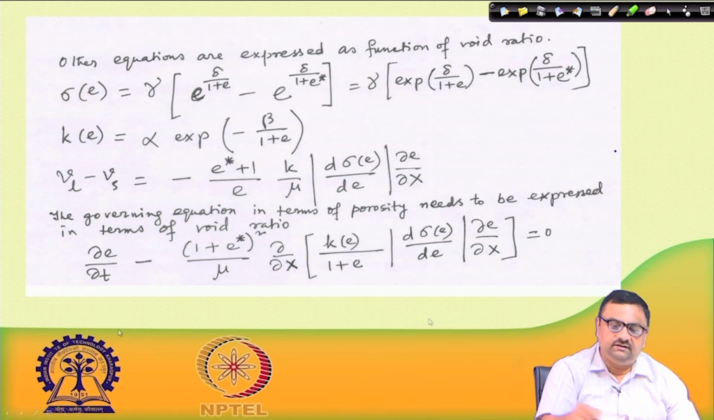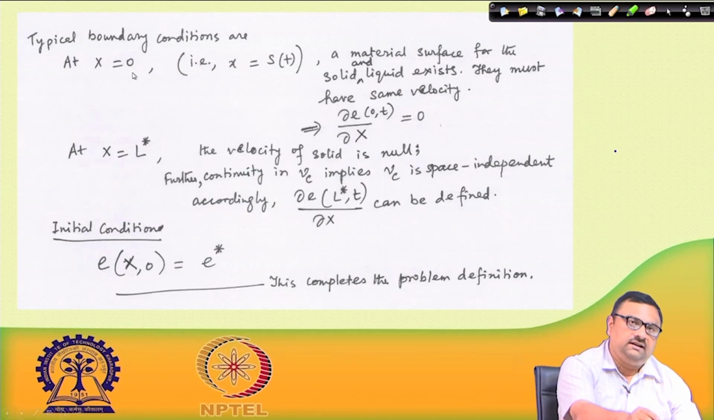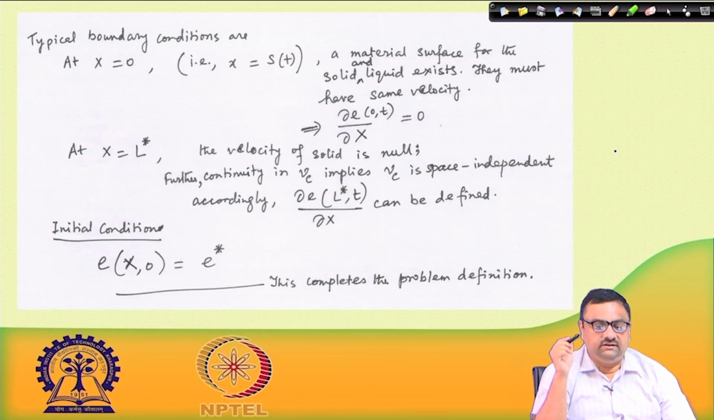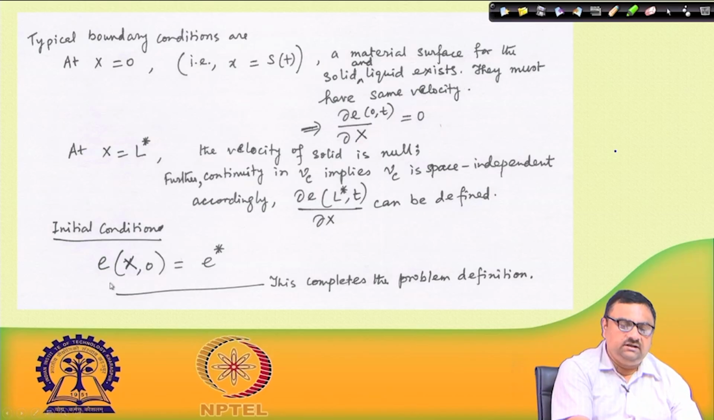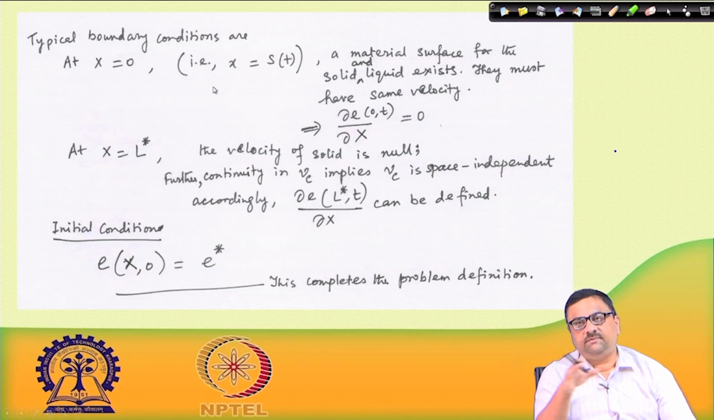So, this is the governing equation, and these are the boundary conditions at x equal to 0 and x equal to L star, and these are the parameters. The initial condition of course is that E at any x for time t equal to 0 is equal to E star. So, this is the initial condition and you need two boundary conditions. Now this completes the problem's definition and one can solve this equation.